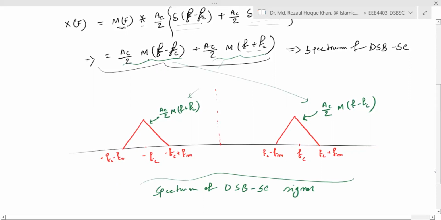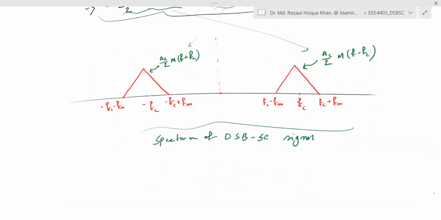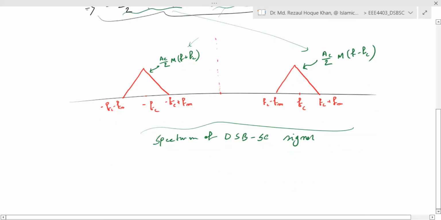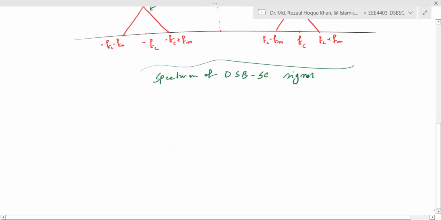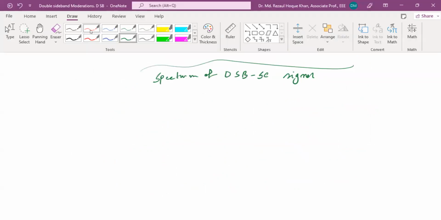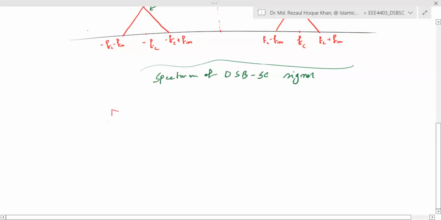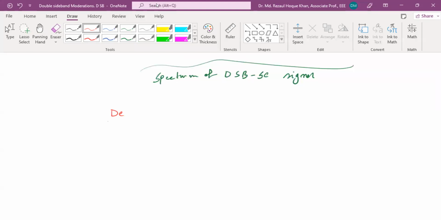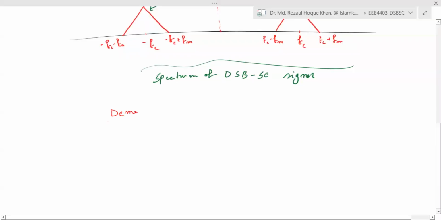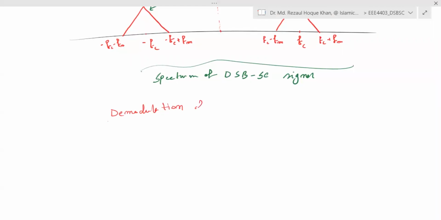Now, imagine we modulate the signal by DSB, then we are transmitting. So how do we detect it in the receiver? It is done by demodulation. So how is this demodulation done? Demodulation of double sideband suppressed carrier.